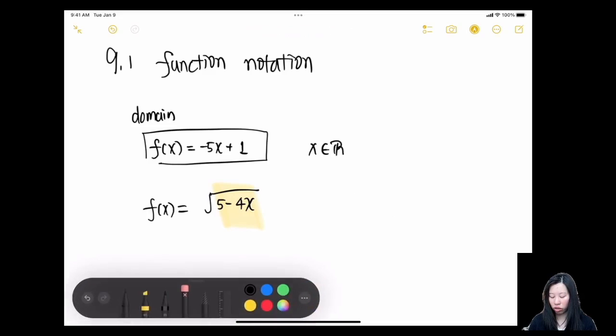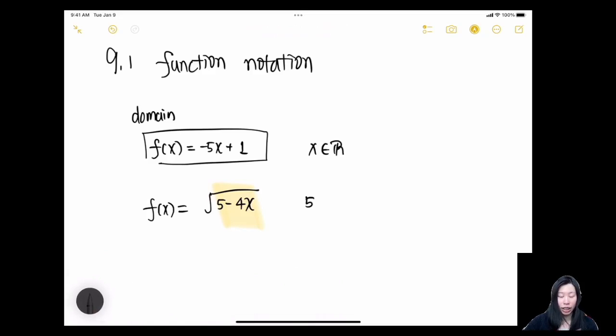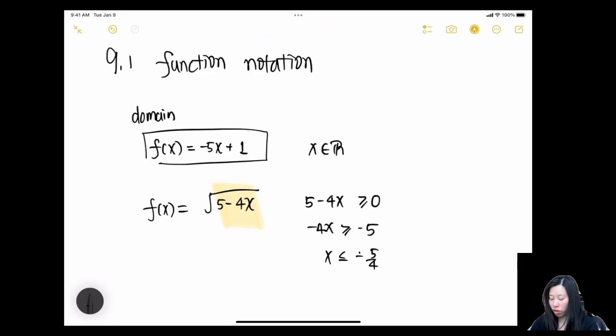Okay, so I have what? Everything inside the radical, which is the square root, has to be greater than or equal to 0. So we solve for x: we have negative 4x greater than or equal to negative 5. Divide by negative 4 on both sides, and then you switch the sign. So I have x less than or equal to 5/4, but positive, because negative divided by negative gives a positive.